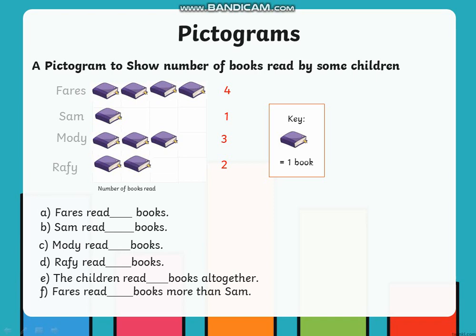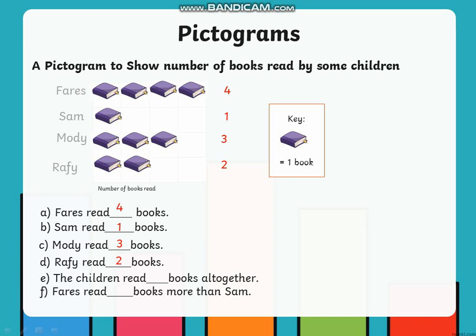Here it says, how many books did Faris read? It's very clear and easy. Faris read, perfect, 4 books. Now how many books did Sam read? Perfect, 1 book. Now how many books did Moody read? Very clear. Perfect, 3 books. And how many books did Rafi read? Perfect, only 2. Now, here it says, how many books did the children read all together?